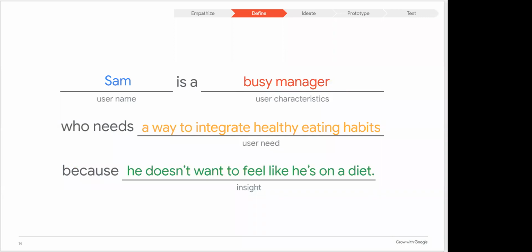Now, this is an example of a completed problem statement. Here we have our user Sam, who is a busy manager. His need or core problem is that he needs to find a way to integrate healthy eating habits. And the reason why he has this need or insight stems from a desire to not feel like he's on a diet. Don't we all? And so this problem statement is telling us that we need to help Sam find some solutions that will help integrate a healthy eating habit for Sam without making him feel like he's on a diet. Pretty clear, right?